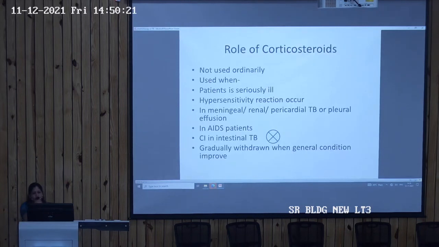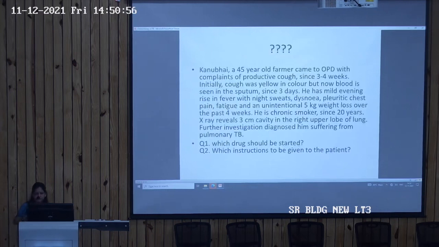Now what is the role of corticosteroid? Corticosteroid in the management of TB is not used ordinarily, but it is used when the patient is seriously ill, or if there is a hypersensitivity reaction, or if there is meningeal, renal or pericardial TB, or pleural effusion, or in case of an AIDS patient. Remember it is contraindicated in intestinal TB. When started, it has to be gradually withdrawn when the general condition is improving. There are questions which will be given to you already, which we'll discuss later on.